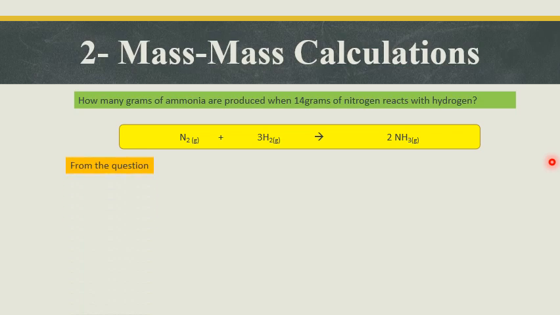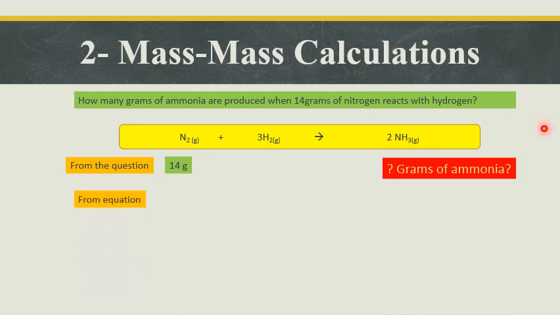So from the question, what are the things given, I'm going to write it down. The first thing is how many grams of ammonia are produced from 14 grams of nitrogen. So I will write under the reactant and the product according to the question. And now from the equation, I will write how many grams of nitrogen are here. If you look in the periodic table, you can see each nitrogen is 14 grams. So I have 2 nitrogen here, that subscript is 2. So 2 times 14, 28.